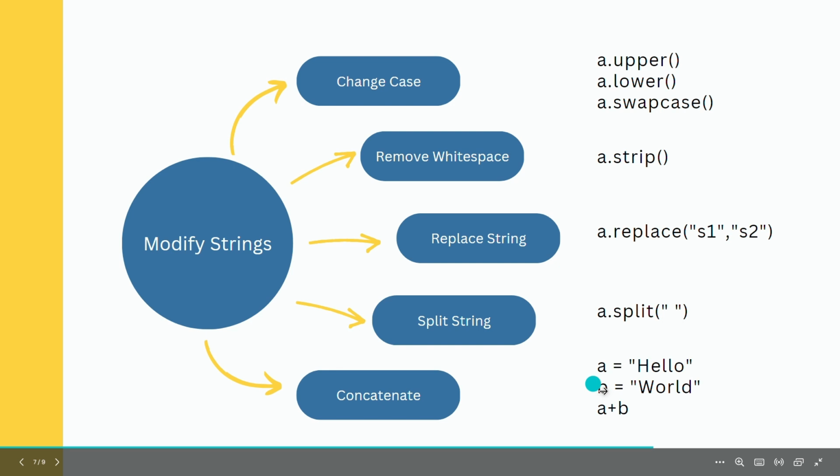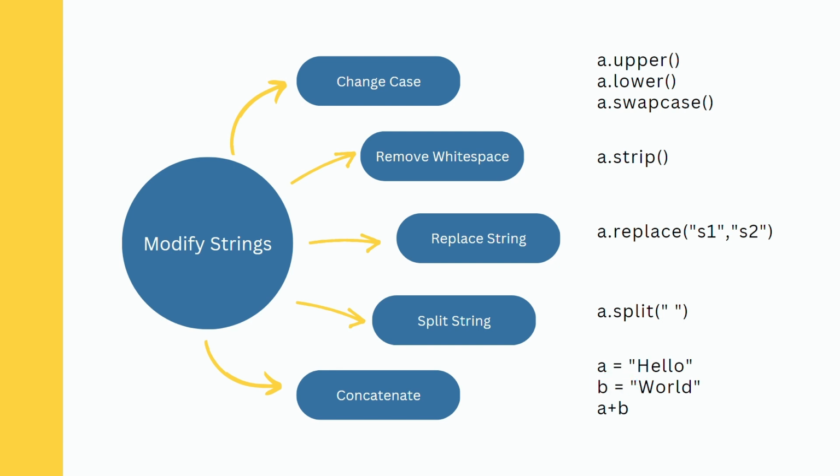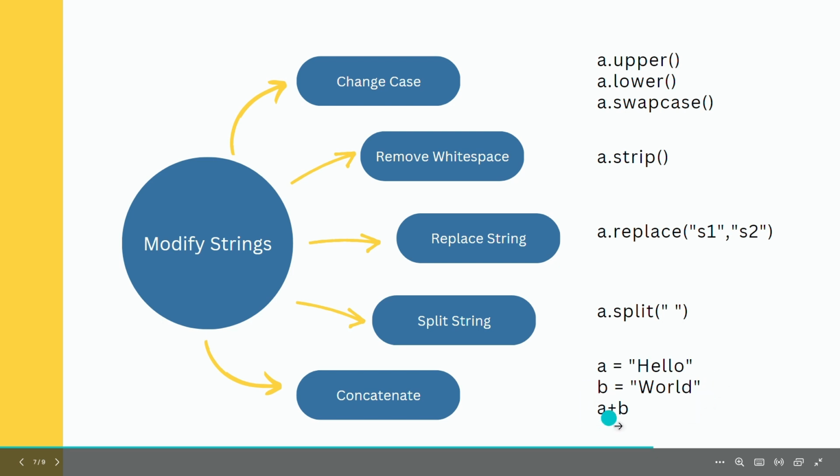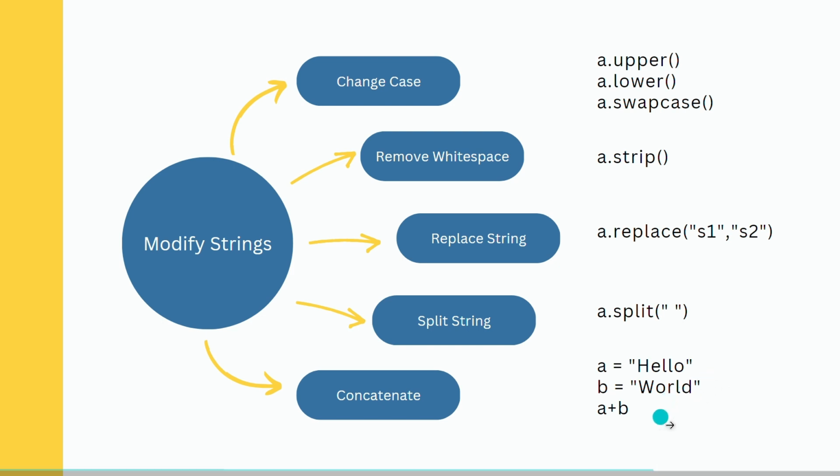So concatenate. Now concatenate means to join two things in simple words. So if you are given two strings and if you want to join them, you can simply use the plus symbol or the concatenation operator, which is plus in Python. So if I want to write hello world, I'll just simply write a plus b, where a is hello and b is world. So a plus b will give me hello world, but make sure that you are also including spaces if you want to write it properly.